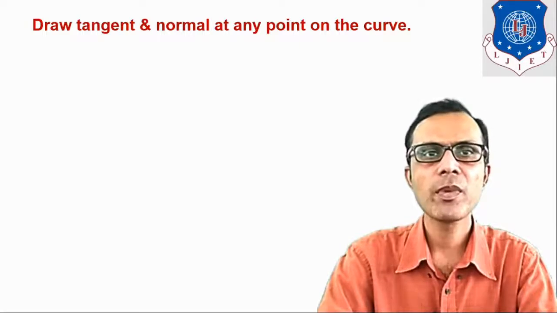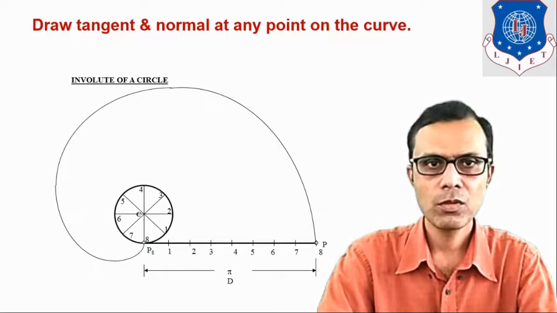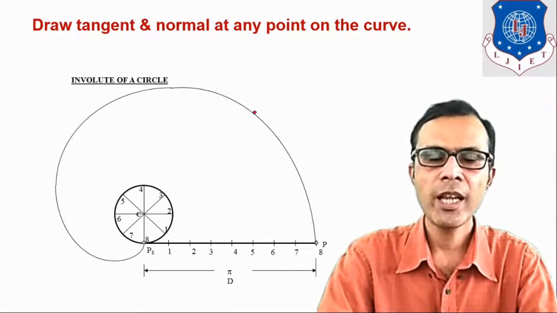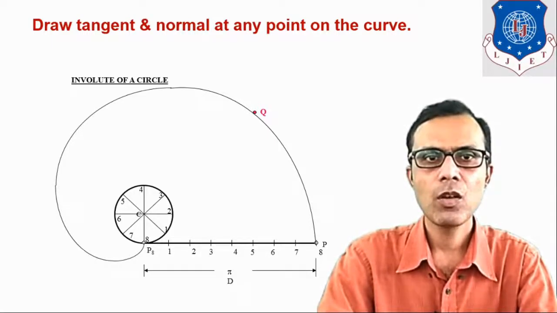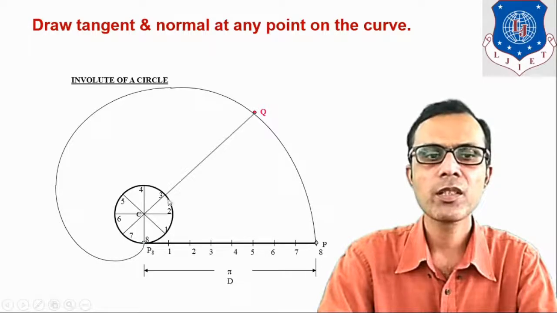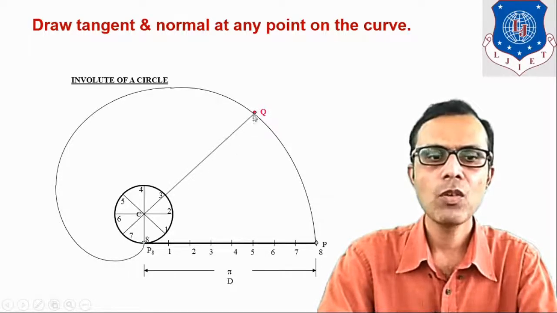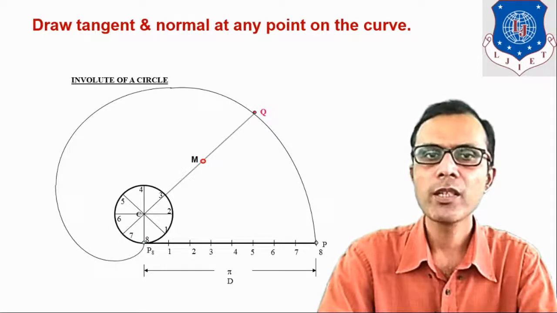The next part of this problem is to draw tangent and normal at any point on the curve. So we are considering any point Q on this curve. Now we are going to draw tangent and normal at point Q. Join Q point with the center point C. So now we got one additional line, that is QC. Mark the midpoint of this QC line as point M.